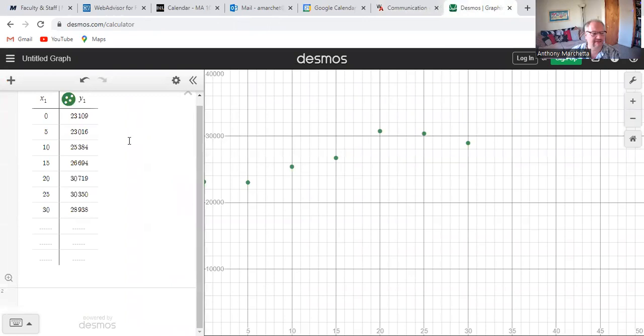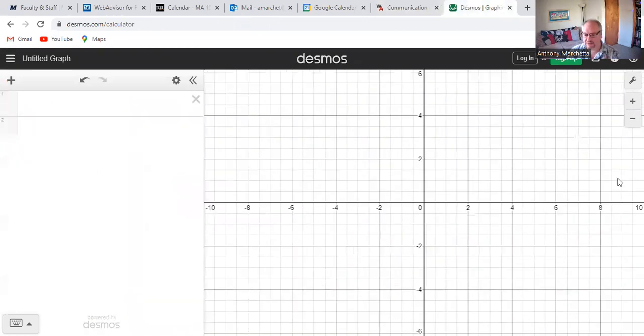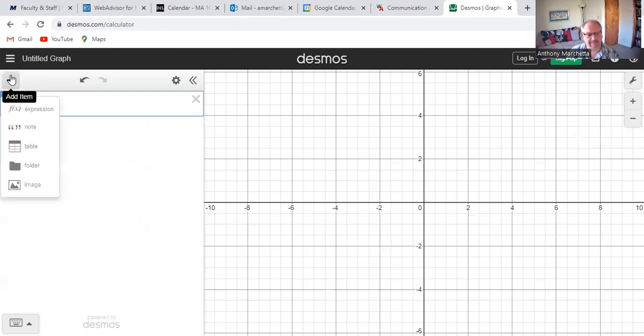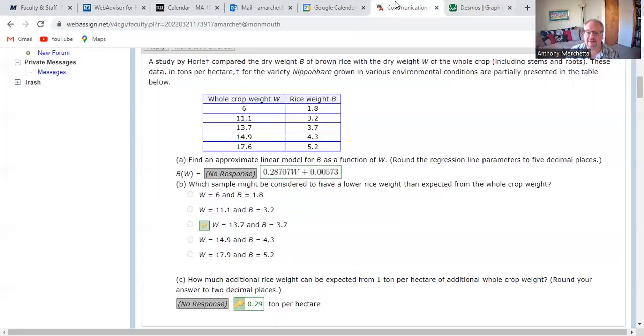I'm clearing everything out of here, right? And I like to click home to bring the origin back to the middle of the screen. I'm going to go into this new cell and add a table by pressing the plus sign. And now I have the table. Now I'm going to put in the data from here. As you can see, they're a little bit ugly, so just be very careful and delicate with them. Make sure you put the numbers in exactly correct.